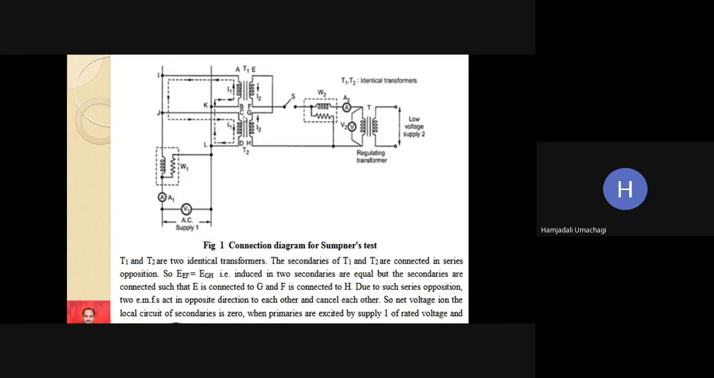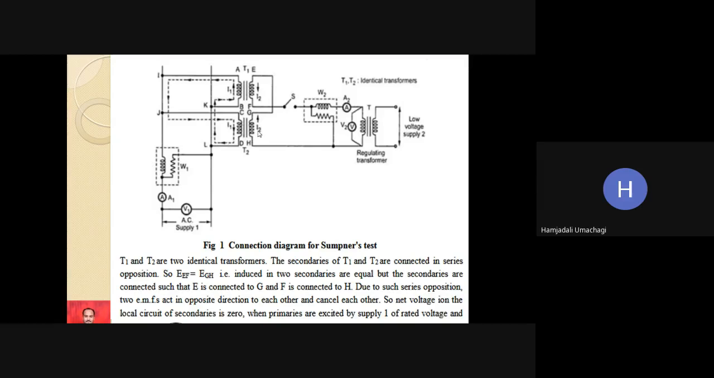So both these transformers will be connected in parallel. The primaries of both transformers T1 and T2 are connected in parallel, whereas the secondaries of T1 and T2 are connected in series opposition. The condition for this Sumpner test is that both transformers, T1 and T2, should be identical. Identical means of the same kVA rating. We should make use of similar rating transformers.